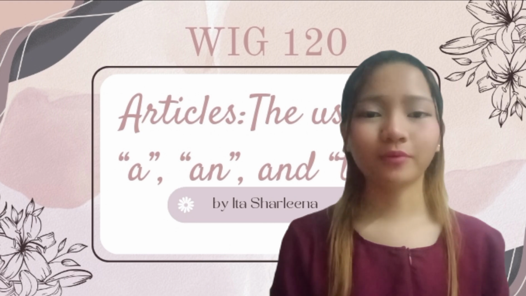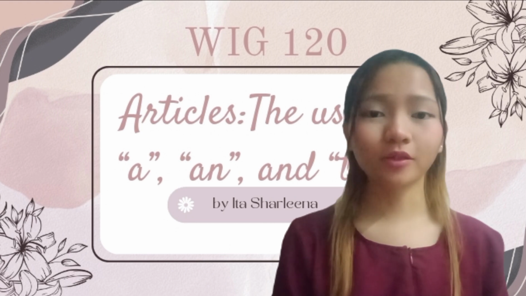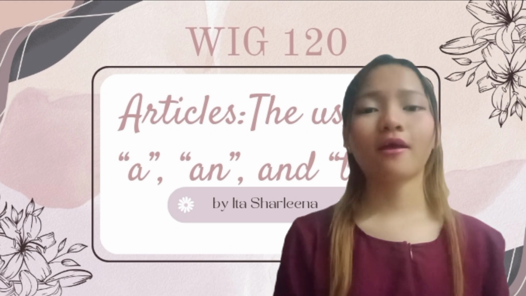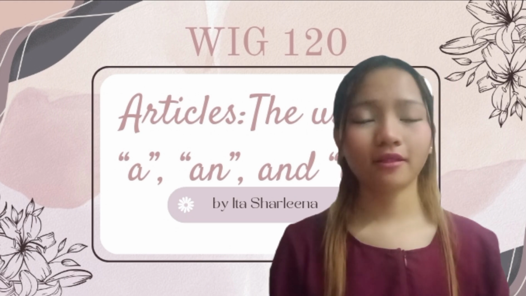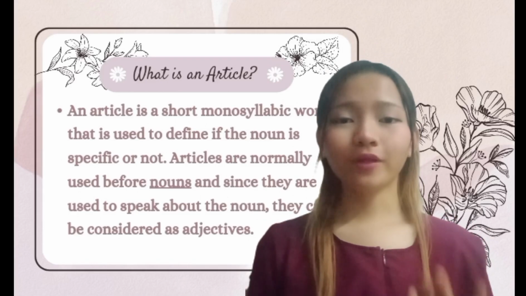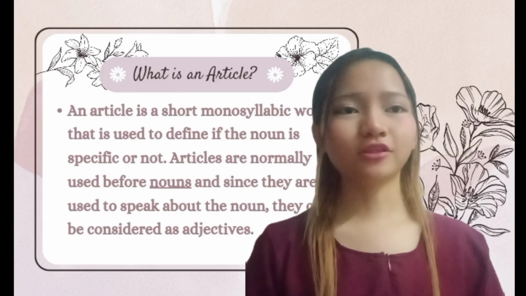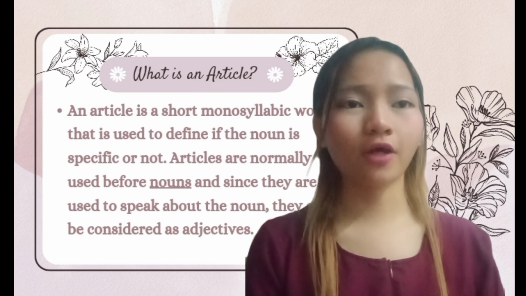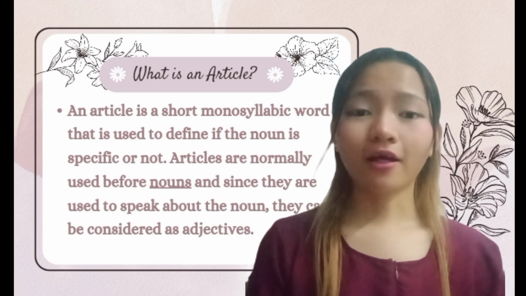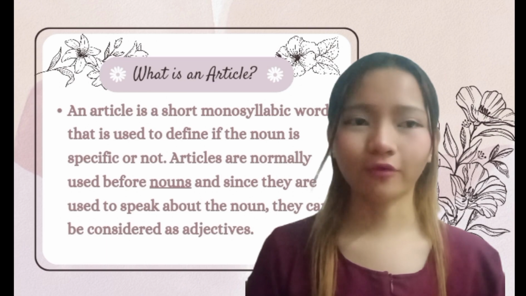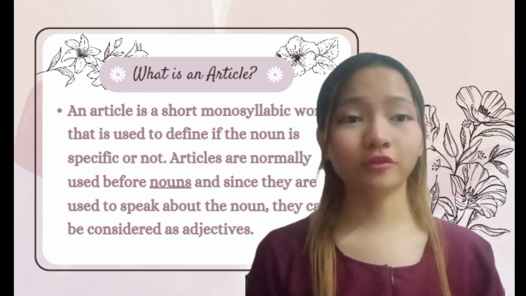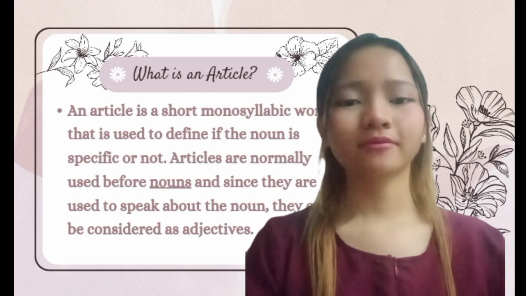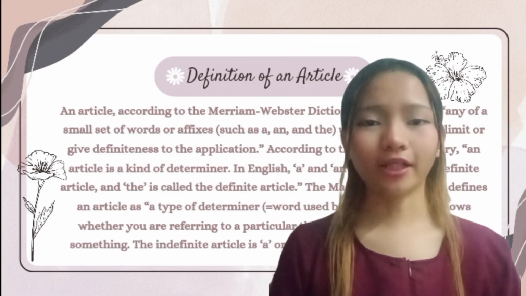So today I will present about an individual assignment which is about an article in English grammar and when to use a, an and the. What is an article? An article is a short monosyllabic word that is used to define if the noun is specific or not. Articles are normally used before nouns, and since they are used to speak about nouns, they can be considered as adjectives. Here is the definition of an article.